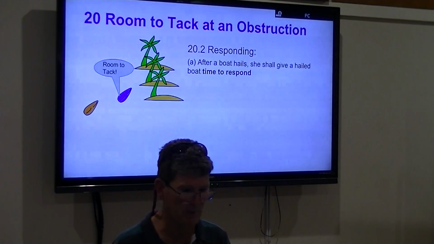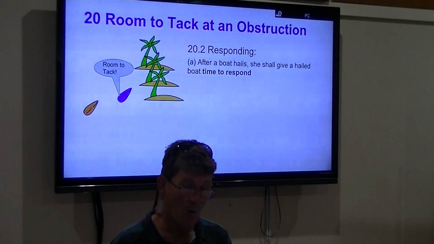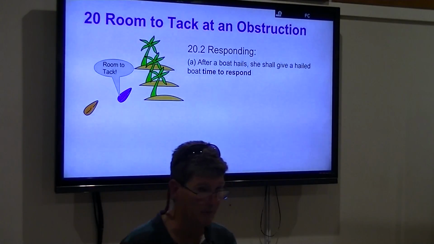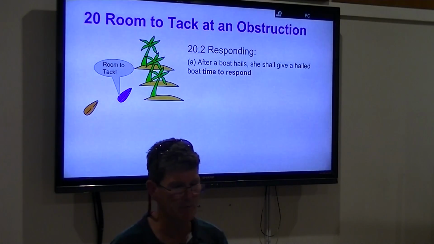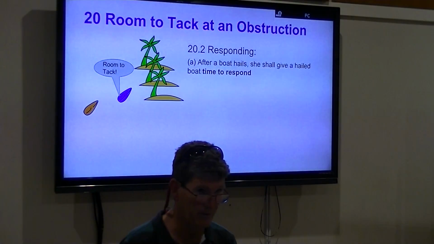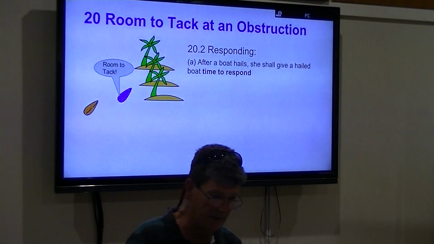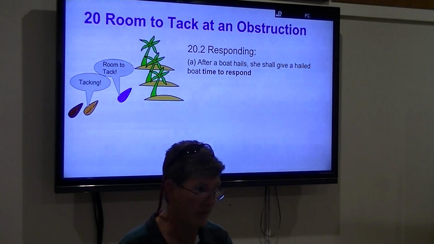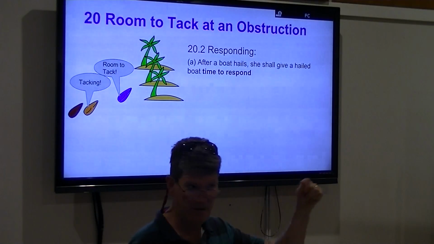20.2 is the rule that tells us what happens. After you've hailed, you can't immediately start tacking. You have to give the hailed boat time to respond, because they might not be able to respond immediately. They might have a boat on the outside of them that they have to hail, who might have a boat on the outside of them that they have to hail.